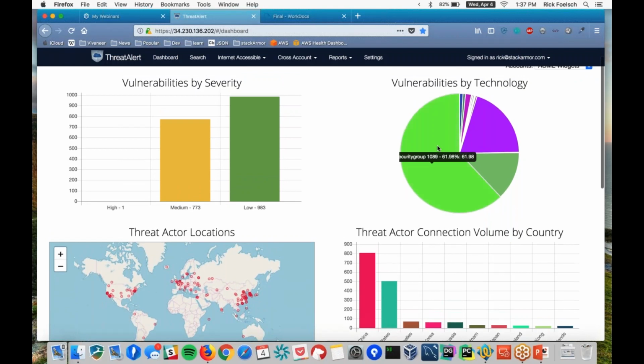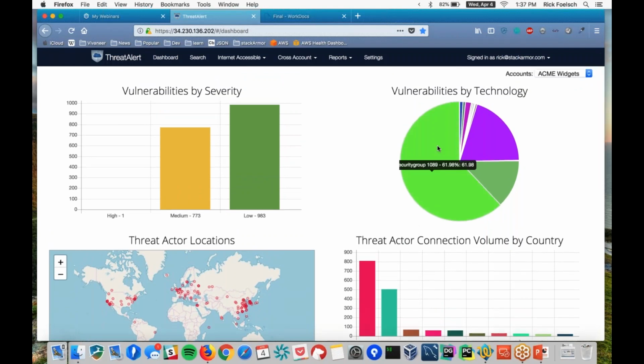And we show you by technology. In terms of Acme Widgets, it's got a lot of security group issues for the majority of their problems, where policies are after that. And then S3 buckets have an issue, which are really easy to create vulnerabilities in if you're not paying careful attention. And we go down as low as we can to let you know where we're seeing it.